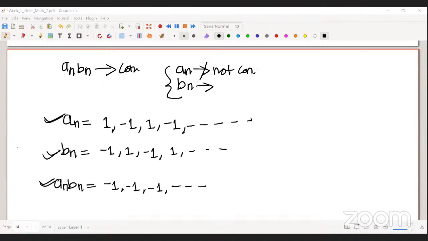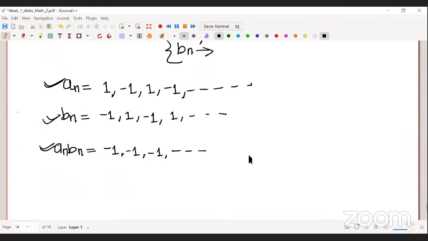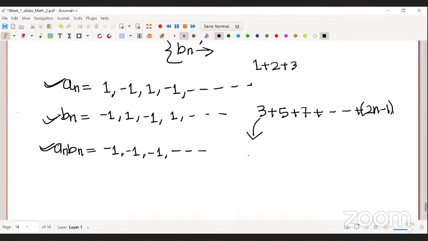It's basically asking where this thing actually converges. You need to find the final value of this. If you can write this in terms of n, you know something about 1 plus 2 plus 3 up to n, which is basically n into n plus 1 by 2.